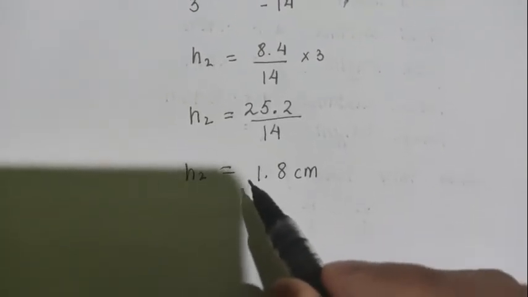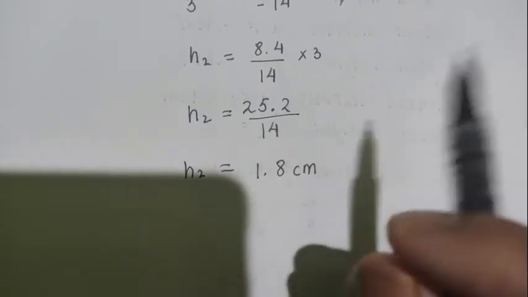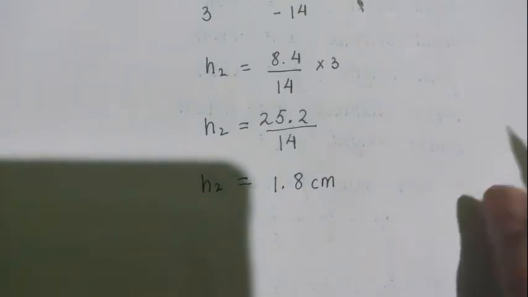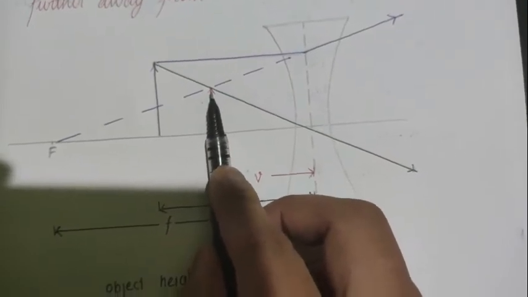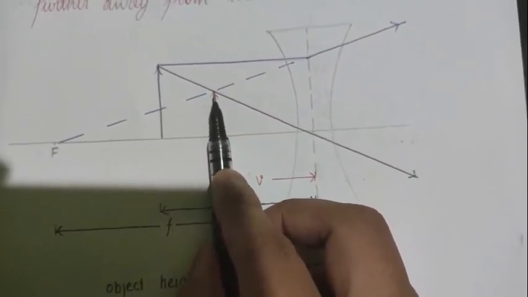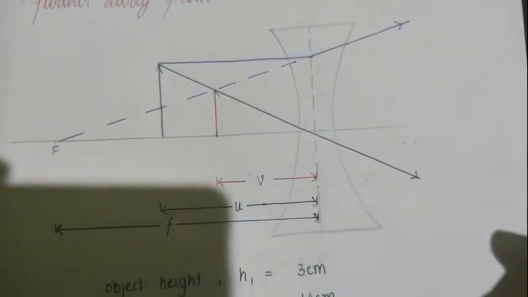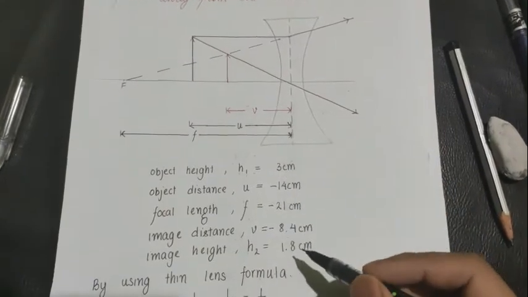And this is positive or negative? Positive. If it is positive, it means the image is formed in the upward direction and perpendicular to the principal axis. So this is your image. This image is formed in the upward direction and perpendicular to your principal axis. Is it clear? Fine. Now we have found out all the values.